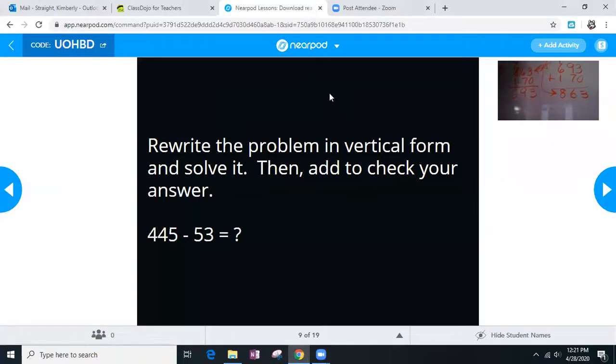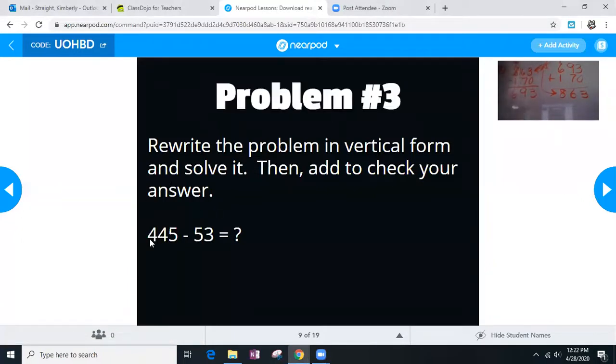So for problem 3, you need to rewrite 445 take away 53. So why don't all of you do that right now and go ahead and get started. And when you get your answer, go ahead and check to make sure that you are correct.